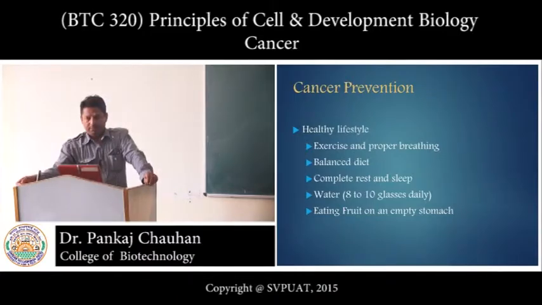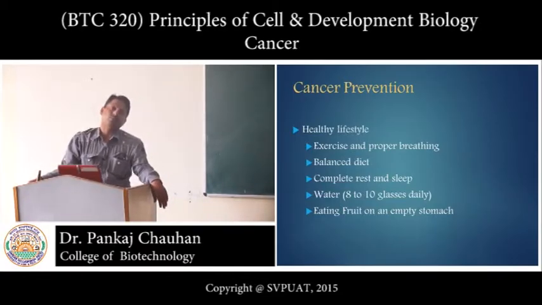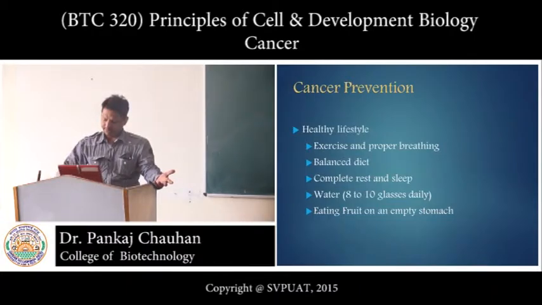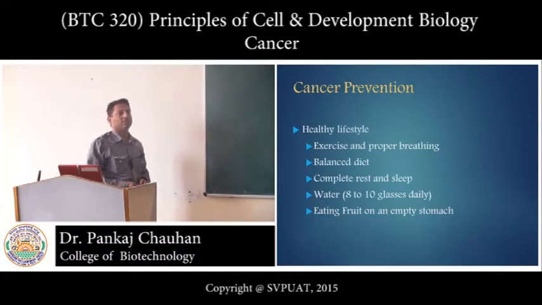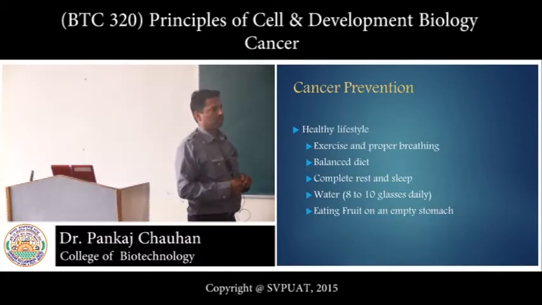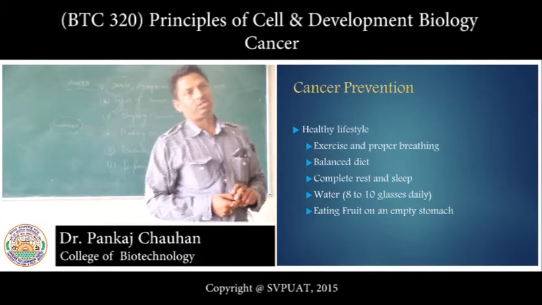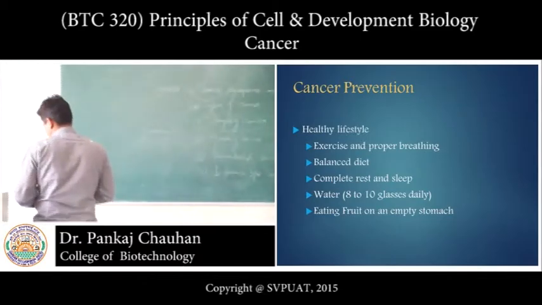Because the most important thing is your healthy lifestyle. Exercise and proper breathing, a balanced diet, complete rest and sleep, regular water consumption, I think 8 to 10 glasses daily, eating fruits on an empty stomach, and other things. If we implement these things in our daily life, I think there is an absolute reduction of more than 30 to 35% in cancer cells occurring in our body.